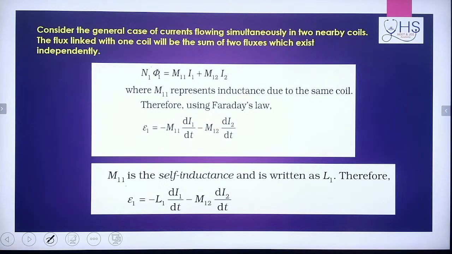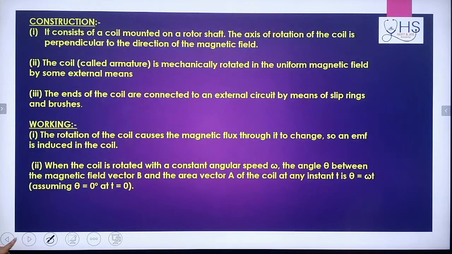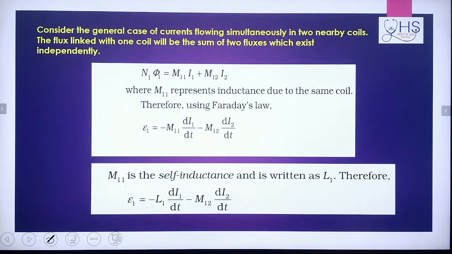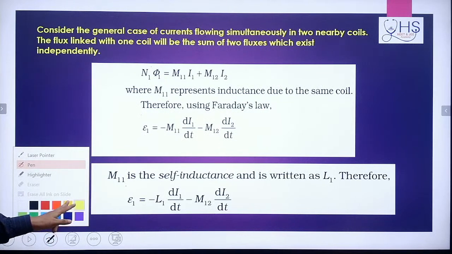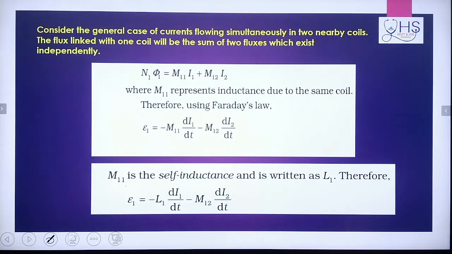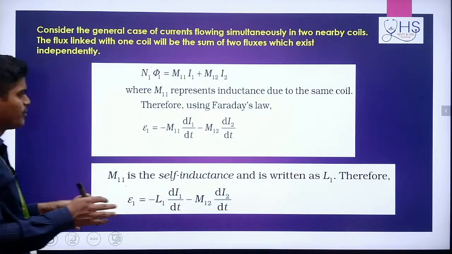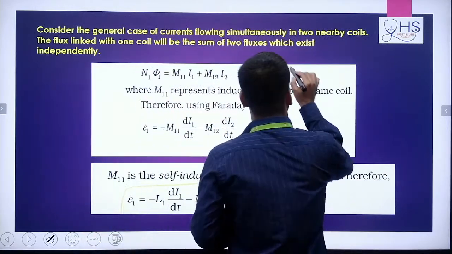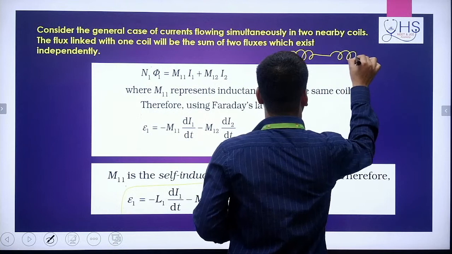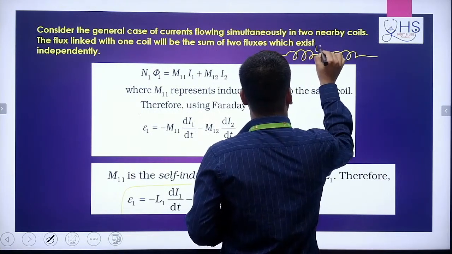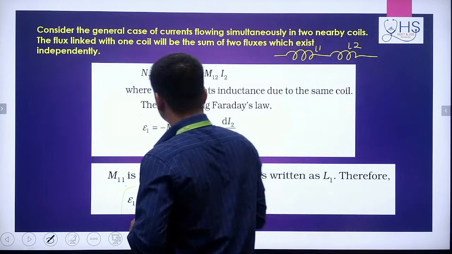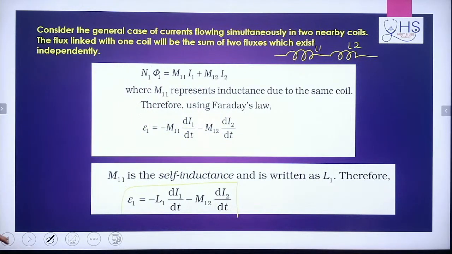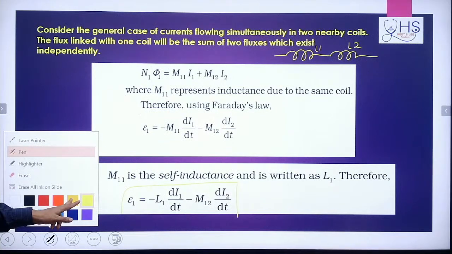Before the AC generator, just a small part is there. What is that small part? Consider two general cases of the currents flowing simultaneously in two nearby coils. Here two nearby coils are there, so what is the EMF? That EMF we will discuss a little. One is L1 and another is L2; you can take them as coil 1, coil 2, C1, C2.